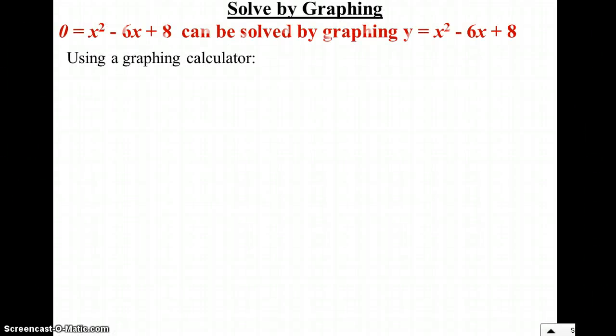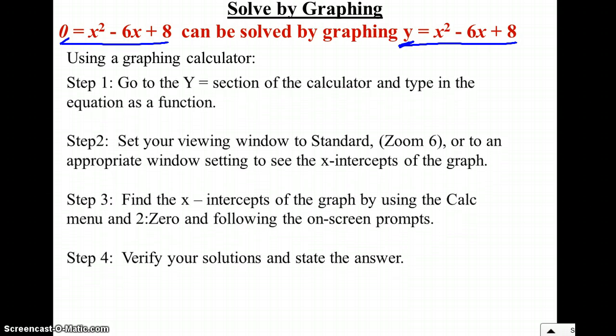Okay, so if we're asked to solve this equation, x squared minus 6x plus 8 equals 0, we can solve it by graphing the function y equals x squared minus 6x plus 8. All right, and then we're going to look for the x-intercepts of this function. They're going to be the solutions to this equation. So here are the steps. You've got them in your notes. We're going to go through them right now.